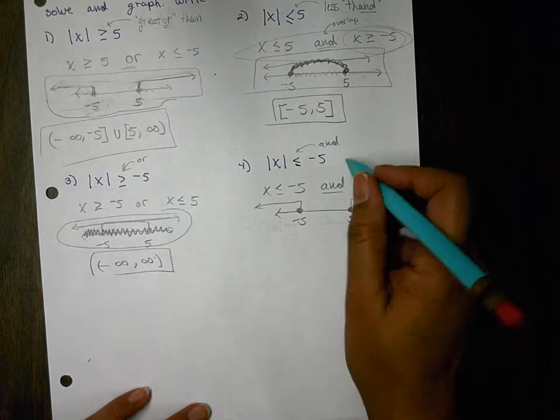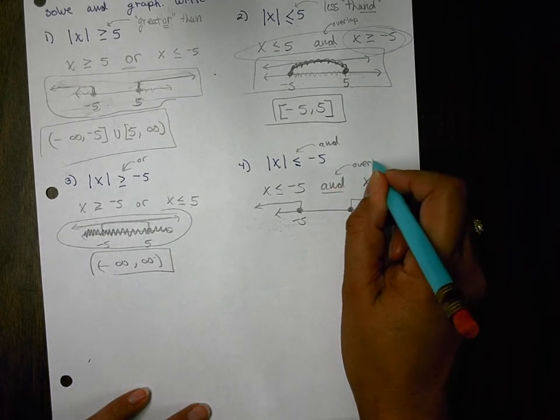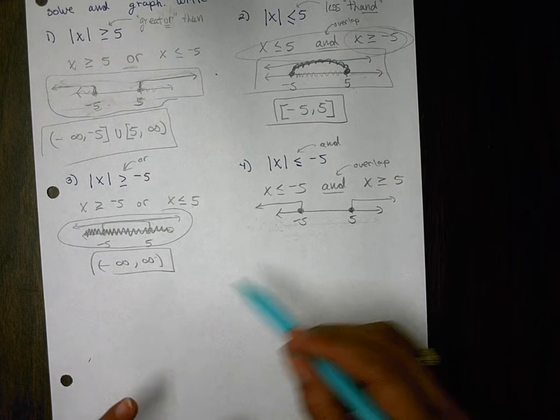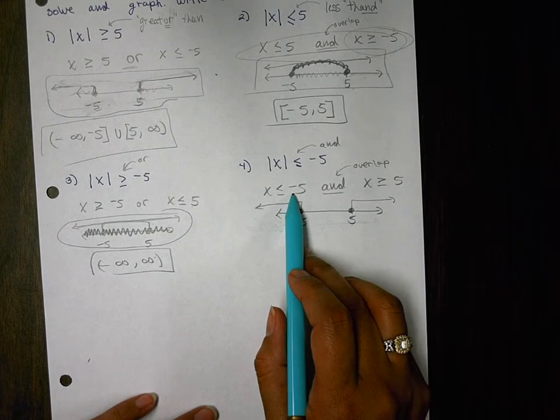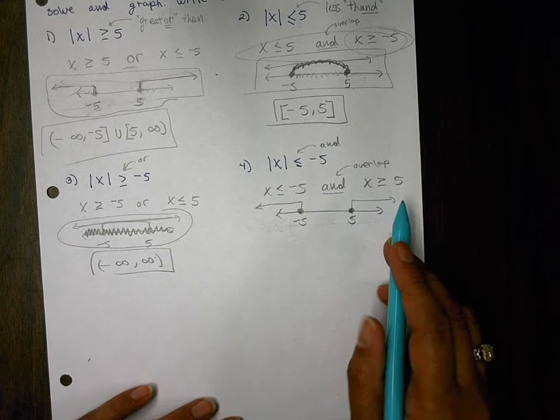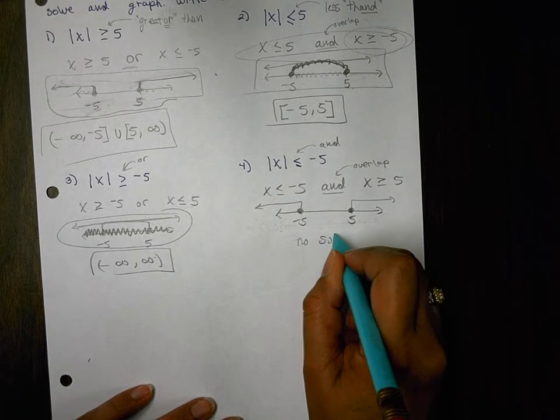Now, with the ands, what did I say earlier? There must be overlap. Can you see that there's no overlap? Which makes sense because there is no number in the world that's smaller than -5 and at the same time greater than positive 5. It's mathematically impossible, so this would be no solution.